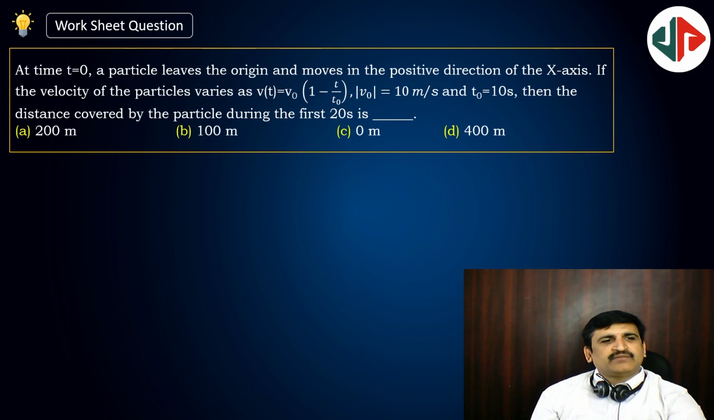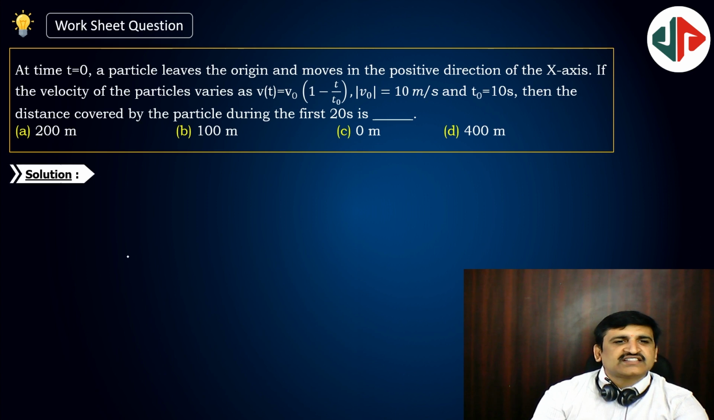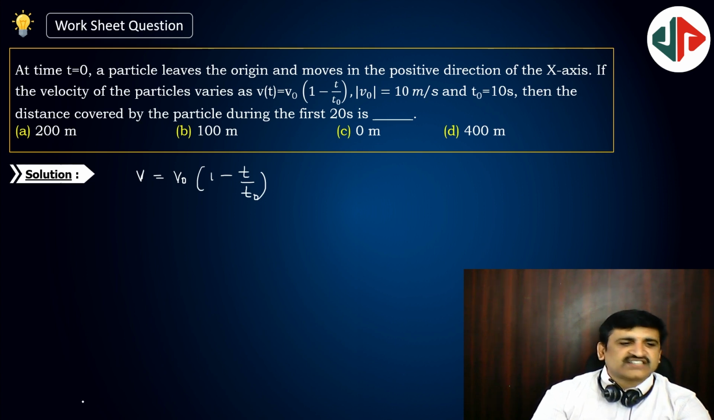At time t equal to 0, a particle leaves the origin and moves in a positive direction of x. If the velocity of the particle varies as v of t is equal to v naught into 1 minus t by t naught, and v naught value is given as 10, why should I keep it like this? I'll replace v naught with 10.